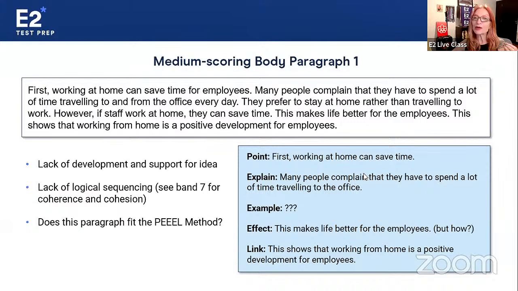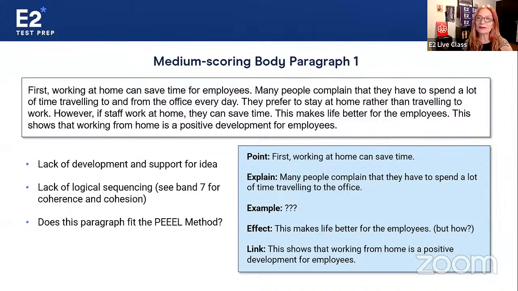So many people complain, now you're going to explain. So after the point, working from home can save time. Well, why? And then it says, many people complain that they have to spend a lot of time traveling to the office. So it's explaining, but it's not well developed, the answer, the support sentence. The explained sentence is your support sentence. Why do employees save time working from home? Well, because they don't have to face commuting every day, and so on. Then the example.